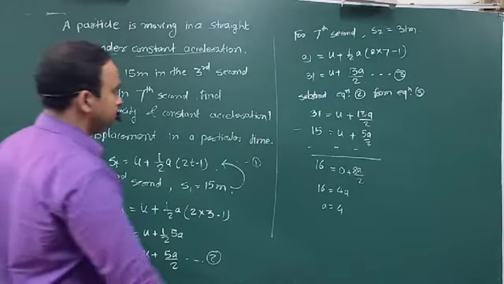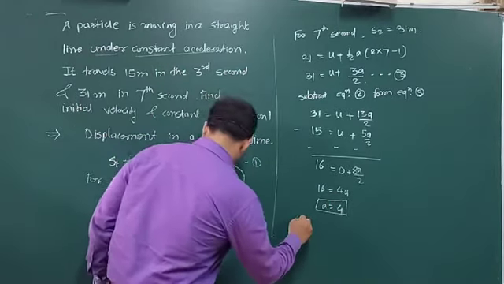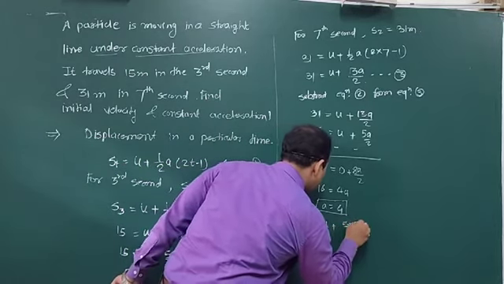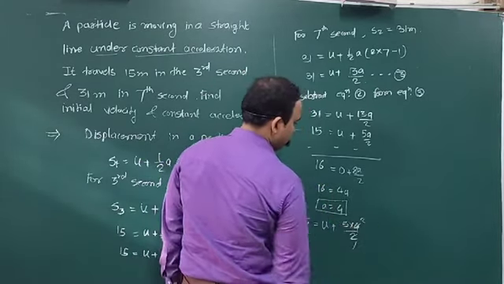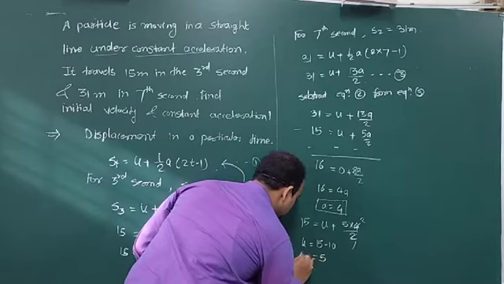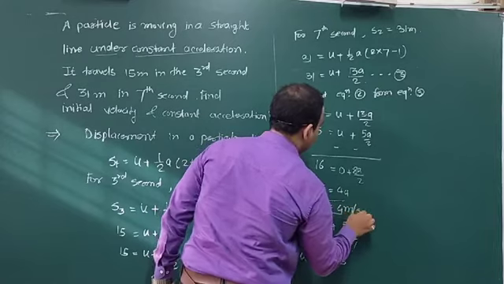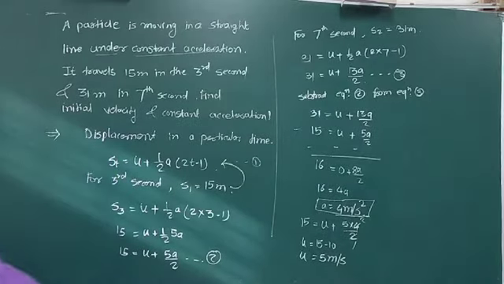So now substituting the value of a in equation number 2, we get 15 is equal to u plus 5 into a divided by 2. So 2 1s are 2, 2 2s are 4, 5 2s are 10. That means u is equal to 15 minus 10, which is equal to 5. So u is 5 meter per second and acceleration is 4 meter per second squared. According to that equation, we will solve these numericals.